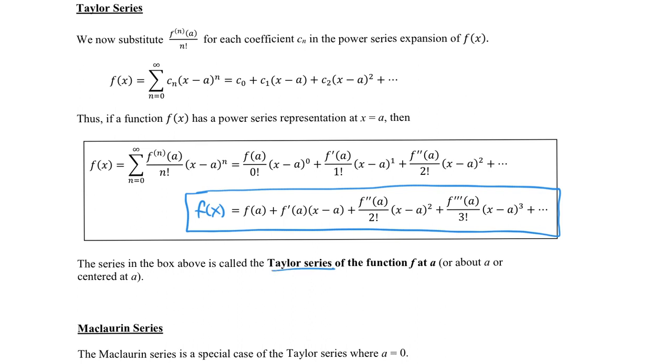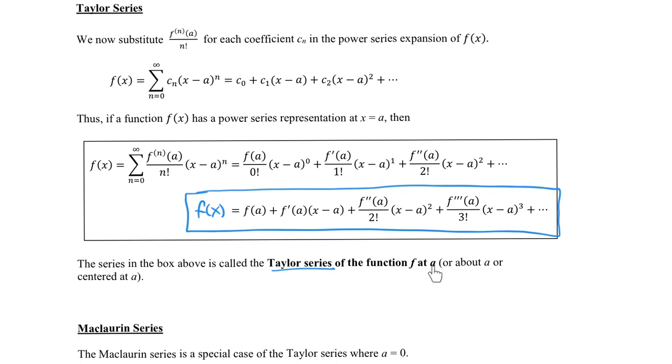And what they say is the Taylor series of a function f at a, or about a, or centered at a. Because when we use Taylor series, we're going to center it at some point. And it'll start at that point and sort of wrap itself around the original function. The graph will. All right, so we're going to center it at some point a.